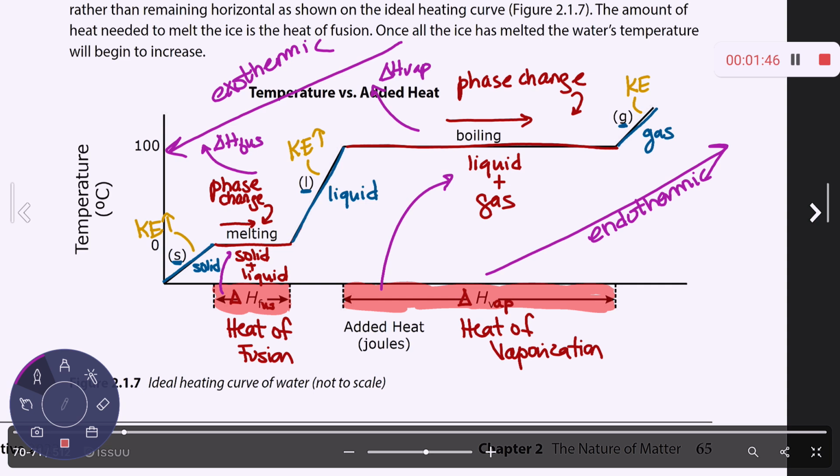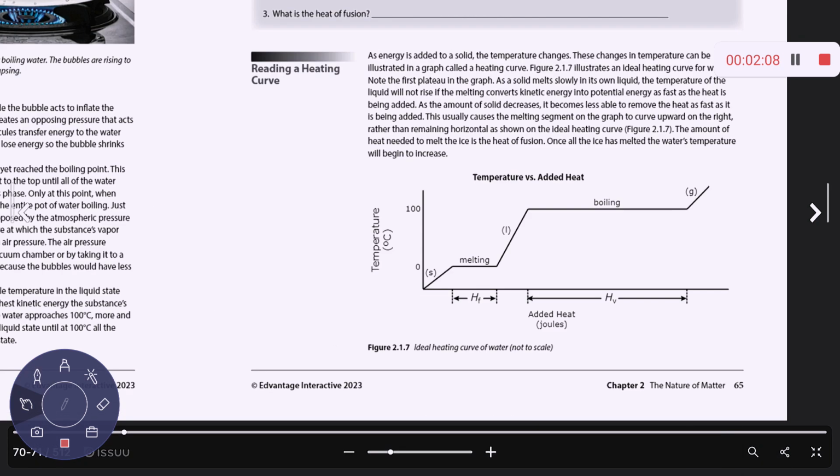Can you guys tell me by reading this graph when the melting temperature is? Zero. Yeah, right there. It's at 0 degrees Celsius. And then when are you boiling? 100. Yeah, 100 degrees Celsius. Okay. All right, next page, or last page.